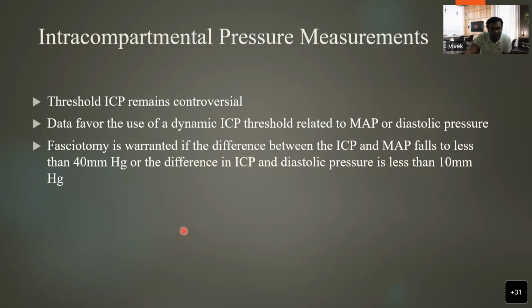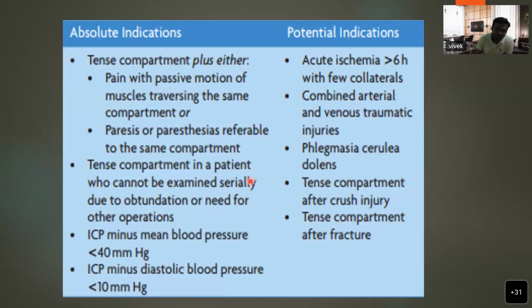Regarding intracompartmental pressure measurements, the threshold intracompartmental pressure remains controversial. The data favors the use of dynamic intracompartmental pressure thresholds related to mean arterial pressure or diastolic pressure. Fasciotomy is warranted if the difference between the intracompartmental and mean arterial pressure falls to less than 40 mmHg, or the difference between the intracompartmental pressure and diastolic pressure is less than 10 mmHg.